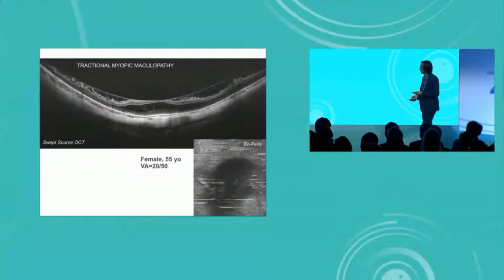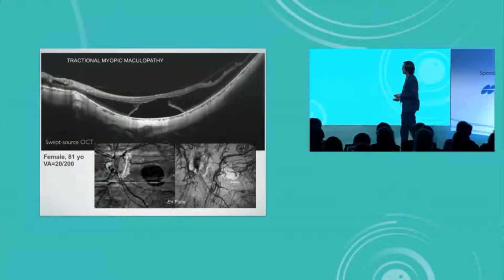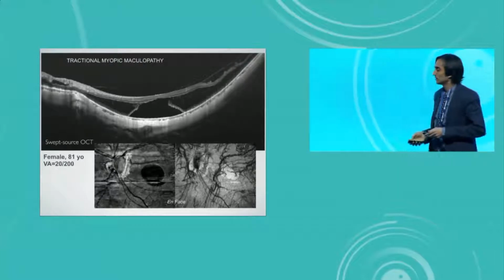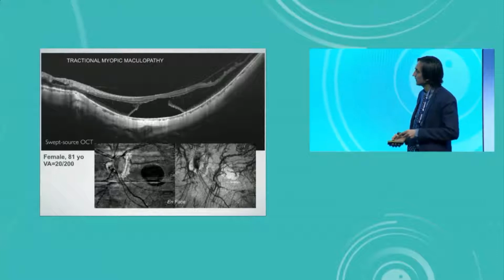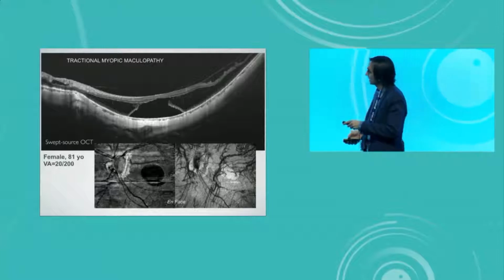This is a case with a tractional myopic maculopathy, retinoschisis, with the typical retinoschisis affecting both the inner retinal and the outer retinal layers. And we know that these cases need to be treated once they develop visual acuity loss or full thickness macular hole. This could be considered a full thickness macular hole. There's still a roof of retina, but it's clearly a hole.